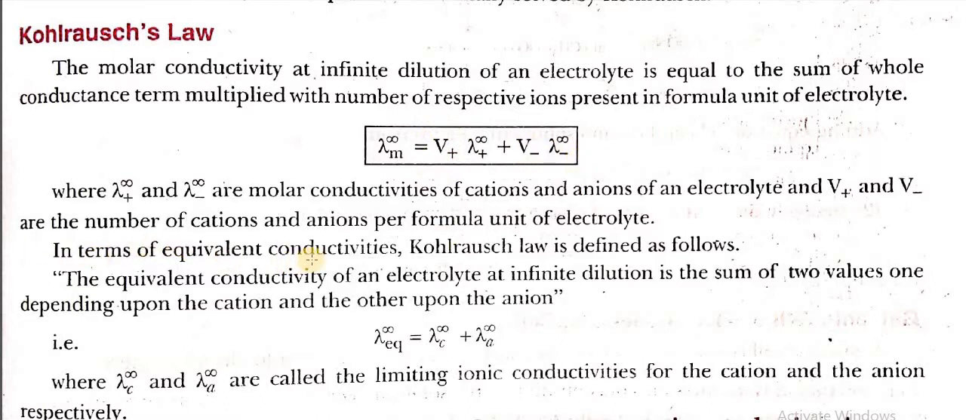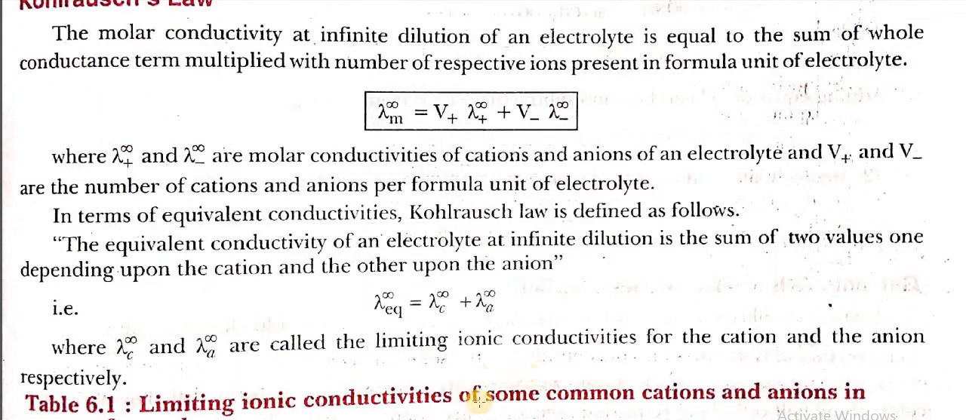So this is in terms of molar conductivity. In terms of equivalent conductivities, Kohlrausch law is also defined as follows. The equivalent conductivity of an electrolyte at infinite dilution is the sum of two values, one depending upon the cation and the other upon the anion, which is given by lambda equivalent at infinite equals lambda of cation plus lambda of anion, where lambda C and lambda A are limiting ionic conductivities for the cation and the anion respectively.